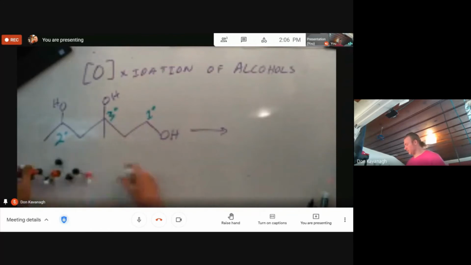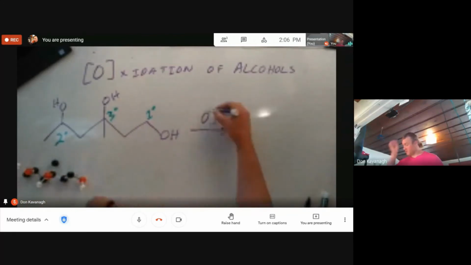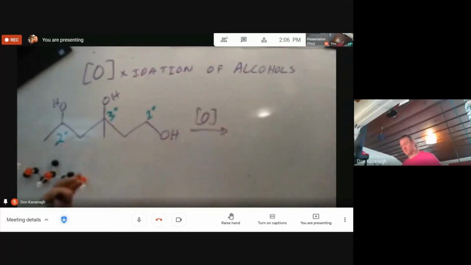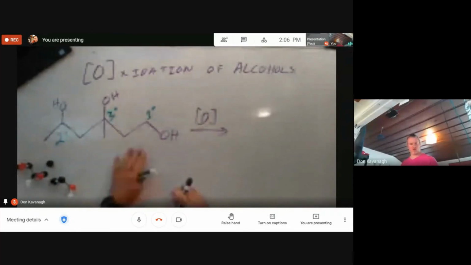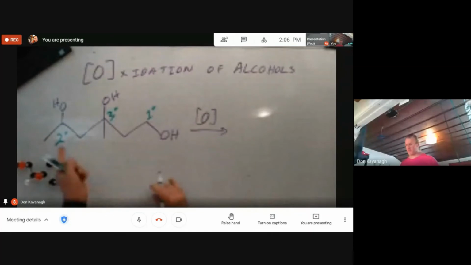Now, when this thing goes under oxidation, we would symbolize it with a letter O in square brackets for oxidation. There are specific oxidation reagents like PCC or potassium chromate, but I'm not going to discuss the specifics of those right now, just trying to predict the products. In trying to predict the products of any kind of reaction, I recommend getting started by just drawing what you started with, so that all the carbons make their way to the other side of the page.